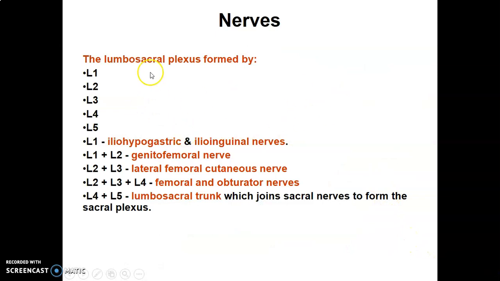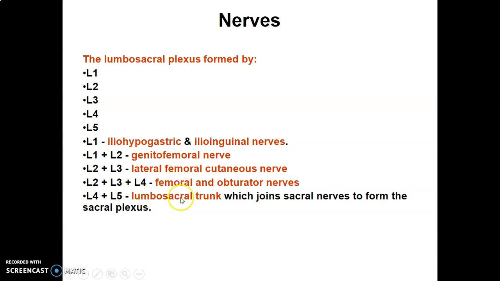So you have L1 to L5, the lumbar part of the lumbosacral plexus, where L1 gives you iliohypogastric and ilioinguinal. These are anterior to quadratus lumborum muscle. Then L1, L2 gives you the genitofemoral nerve anterior to the psoas major. L2, L3 gives you the lateral cutaneous nerve, which is anterior to iliacus and posterior to the origin of the inguinal ligament at the ASIS. We have the femoral nerve and obturator nerves. They have root value L2 to L4. Femoral passes lateral to psoas major, while the obturator nerve passes medial to psoas major.